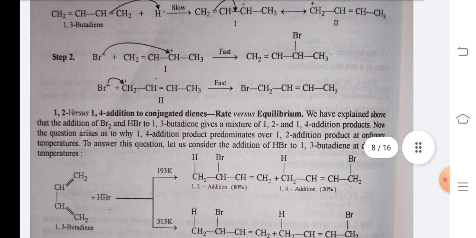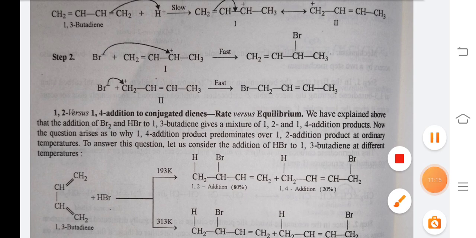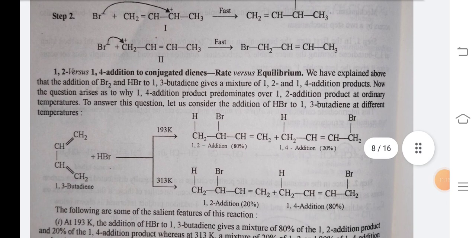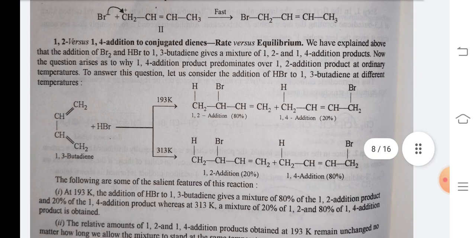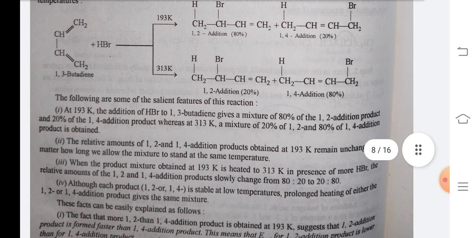1,2 versus 1,4 addition to conjugated dienes, rate versus equilibrium. We have explained above that the addition of Br2 and HBr to 1,3-butadiene gives a mixture of 1,2 and 1,4 addition products. Now the question arises as to why the 1,4 addition product predominates over the 1,2 addition product at ordinary temperature. To answer this question, let us consider the addition of HBr to 1,3-butadiene at different temperatures. The following are some of the salient features of this reaction.